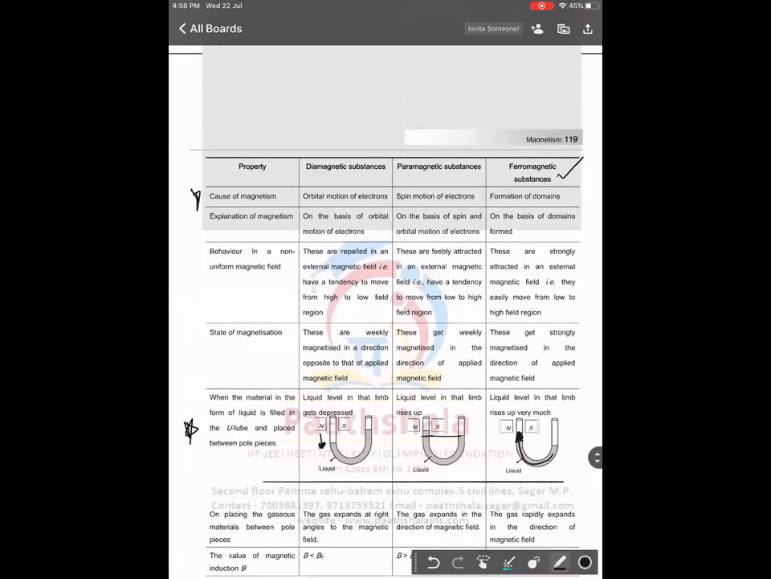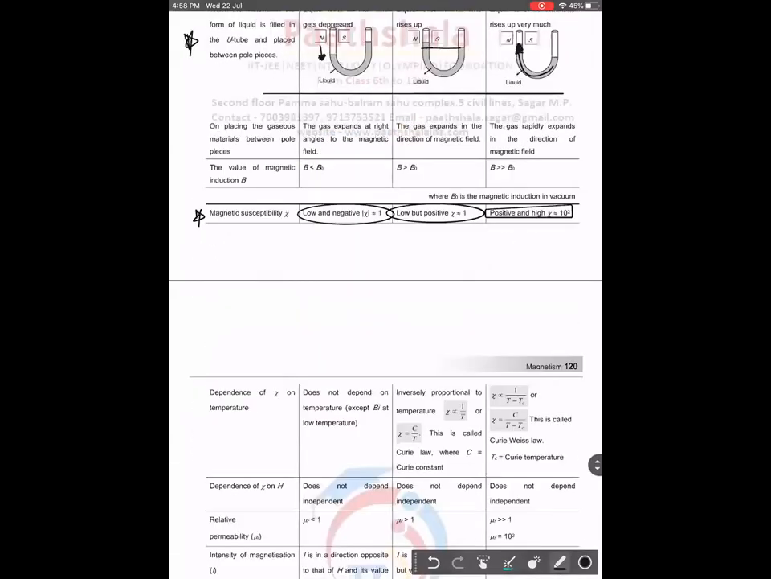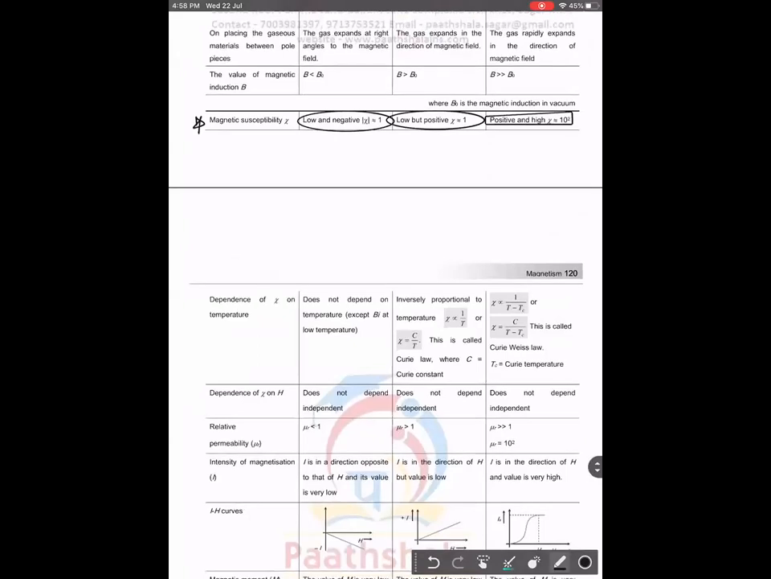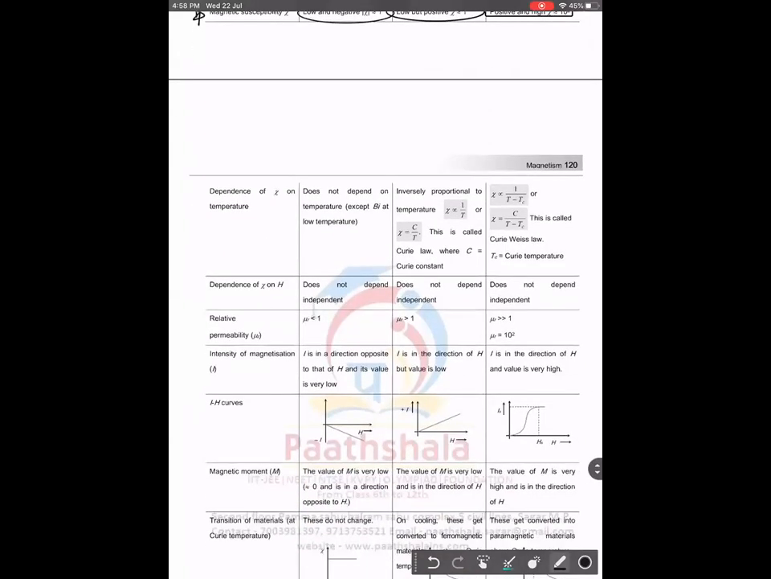First difference, we already copied this. Cause of magnetism: orbital motion of electron. One of the electrons will start moving faster and the other electron will become slow. Spin motion of electron, and this is due to formation of domain. It already has magnetic property. But when you put it in an external magnetic field, it will form domains and start behaving like a strong magnet. 3 important differences. Next important difference, the graph.